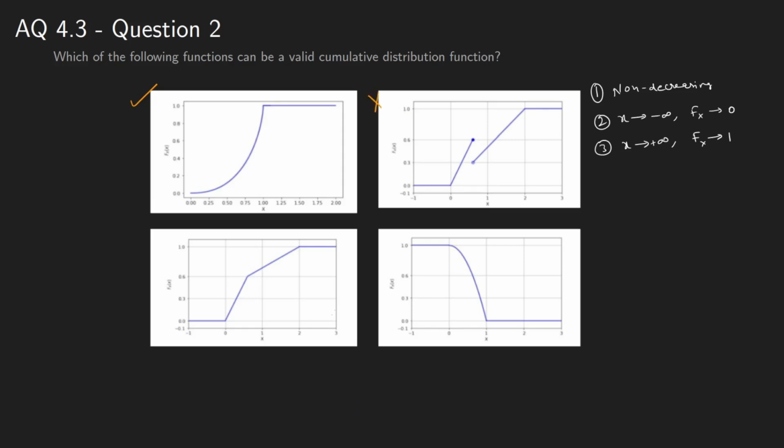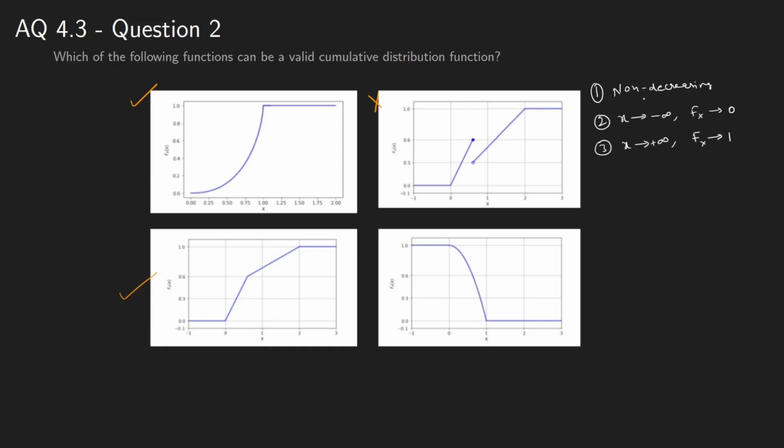What about the third one? Third one, yes, it is a non-decreasing function. And checking the second and third conditions, when x approaches -infinity, it has already become 0 at this point, and as x approaches +infinity, it has become a constant, so it can also be a valid cumulative distribution function.